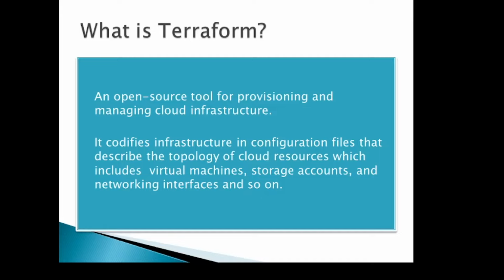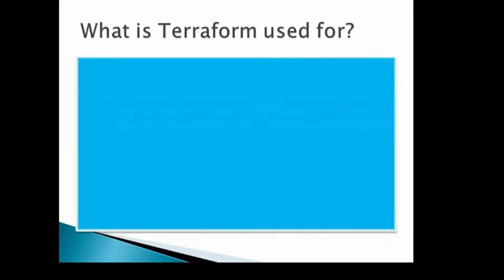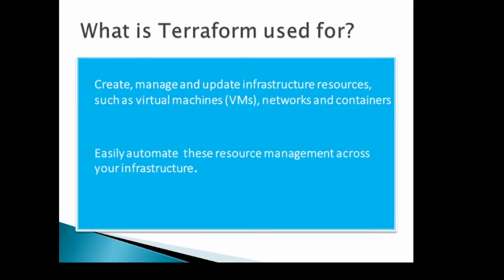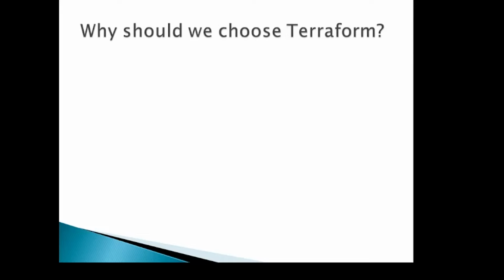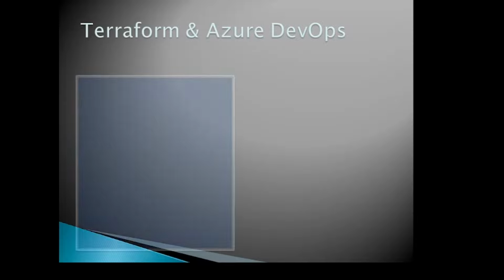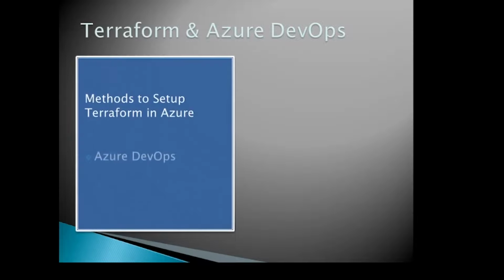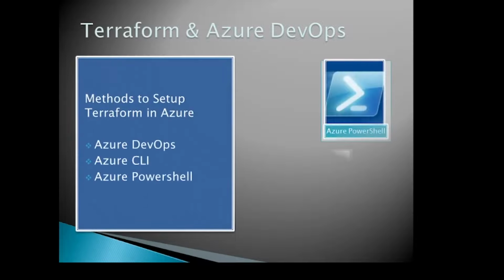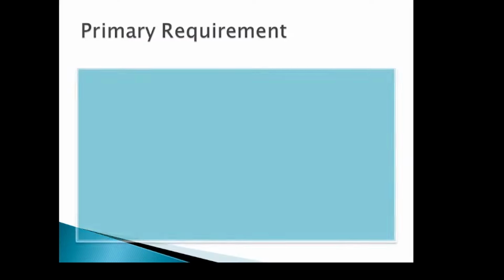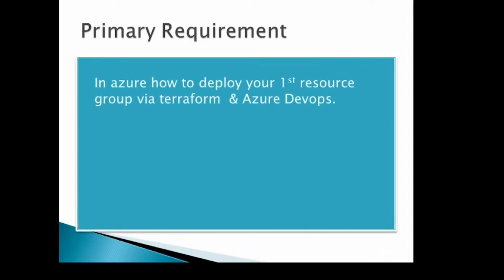We can set up Terraform in Azure in different methods. As our title suggests, we will go with Azure DevOps. So let's take a look at how we can set up Azure DevOps infrastructure as code with Terraform. As this is an open source tool, it supports almost all cloud providers including AWS and Google Cloud. In Azure, how can you deploy your first resource group via Terraform and Azure DevOps?